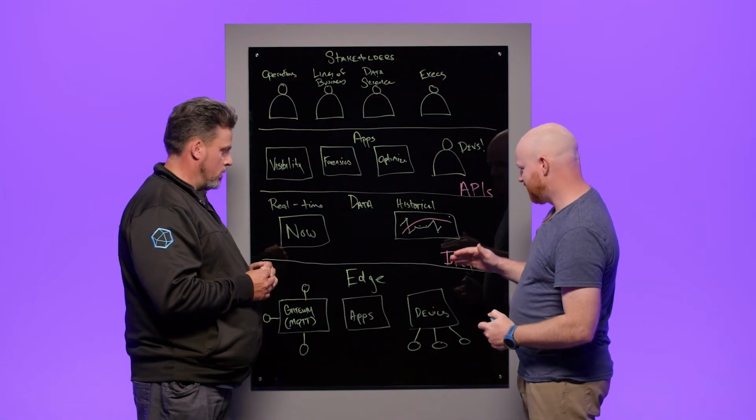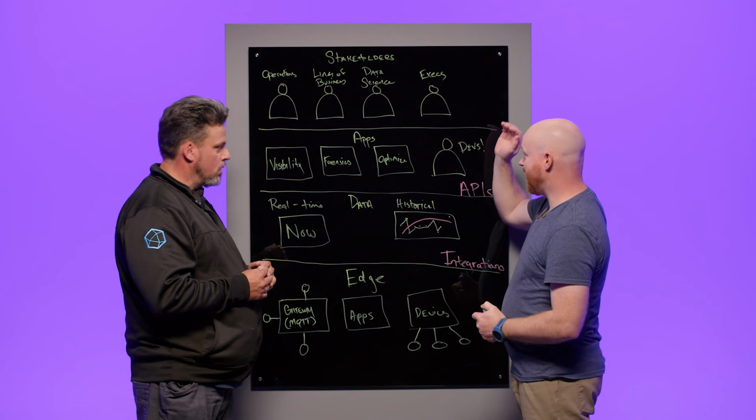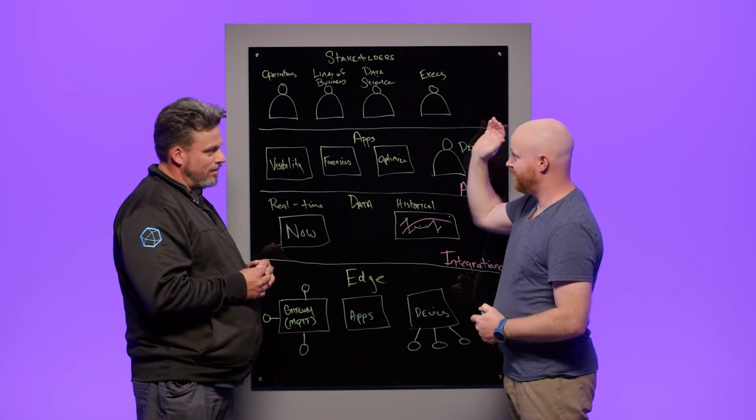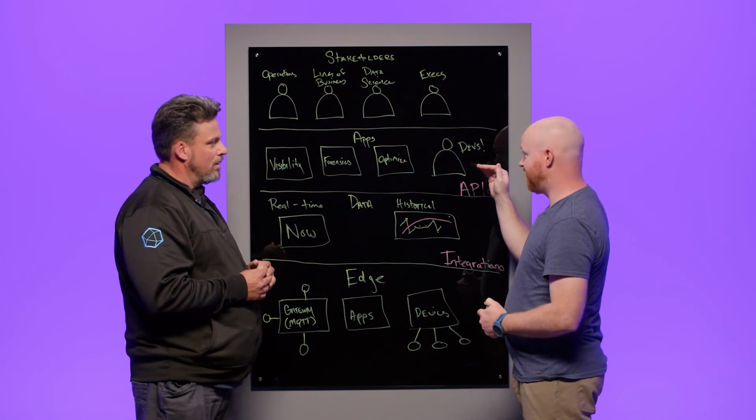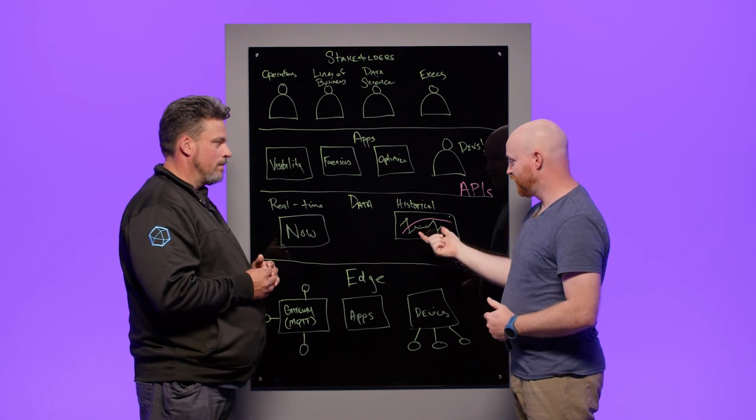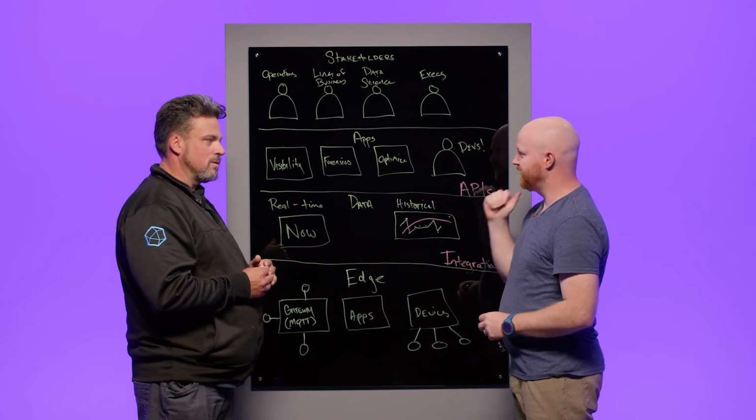To refresh myself here, we've got the complexity of the edge, and then we have the complexity of the various needs for the different parts of the organization. And we've got the devs sitting in the middle who can use this tooling to create nice APIs between those two to deliver the applications. Fast, easy, simple, and with really low cost to implement.